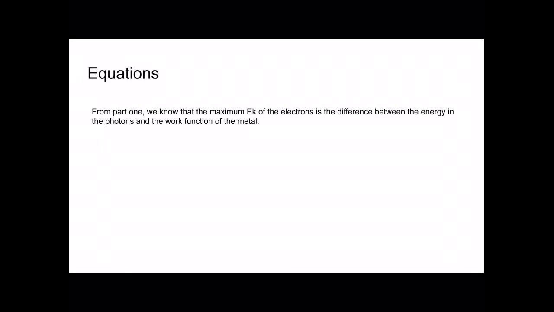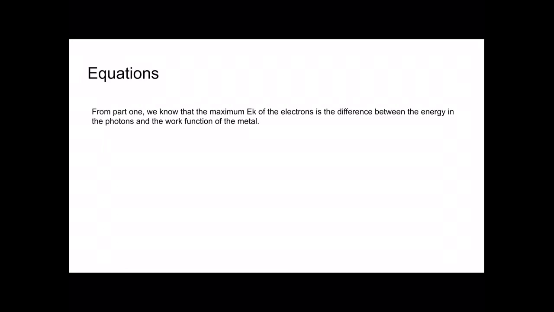From part 1, we know that the maximum kinetic energy of the electrons is purely the difference between the energy of the photons and the work function of the metal. We were talking about how the minimum amount of energy for electrons to be ejected is the work function of that metal, and each metal has its different work function, and the amount of energy that a photon has is simply equal to hf. So some energy is going to be used to bring the electron to the surface, and all the remaining energy that is left over will be converted into kinetic energy, which allows the electron to move away.